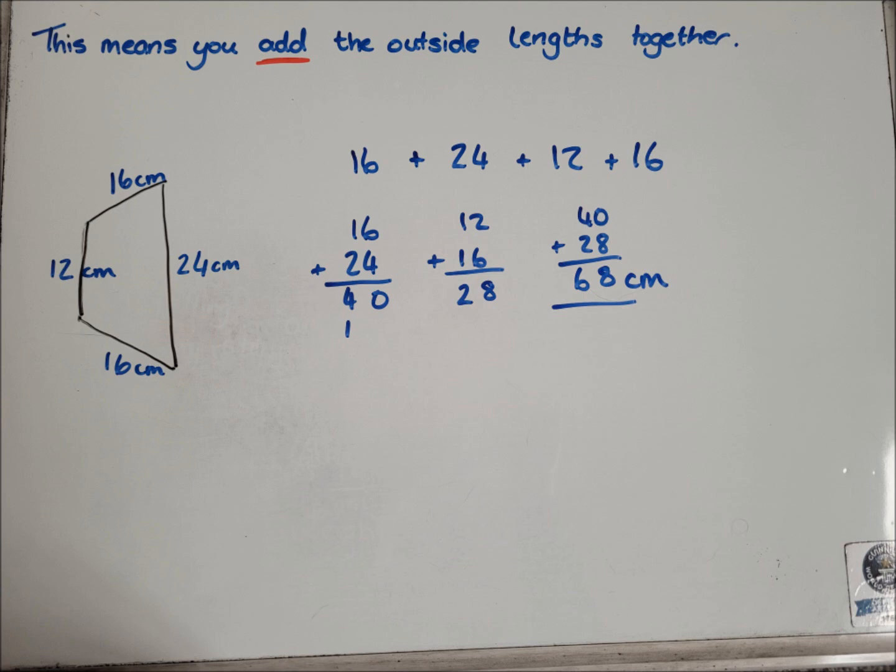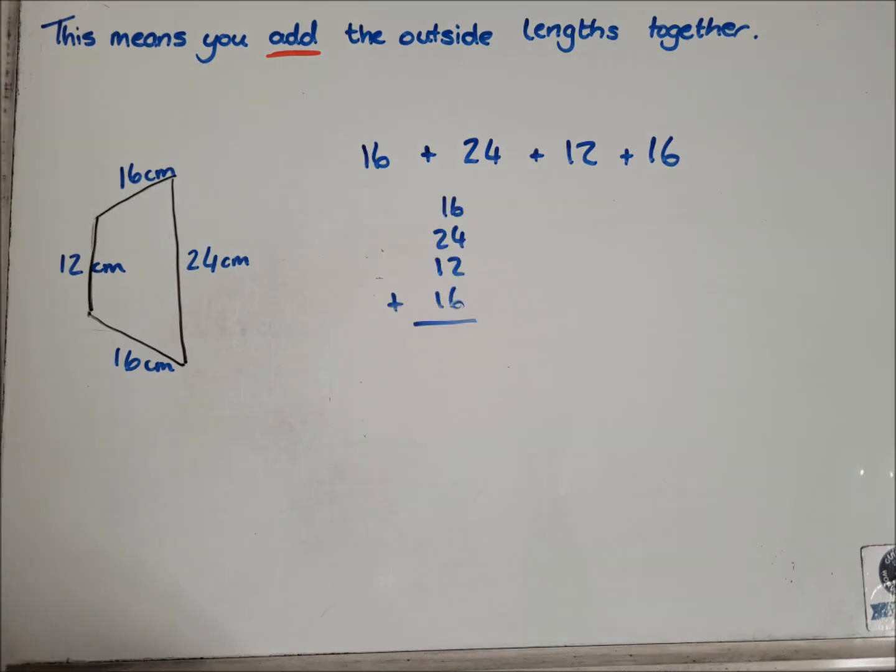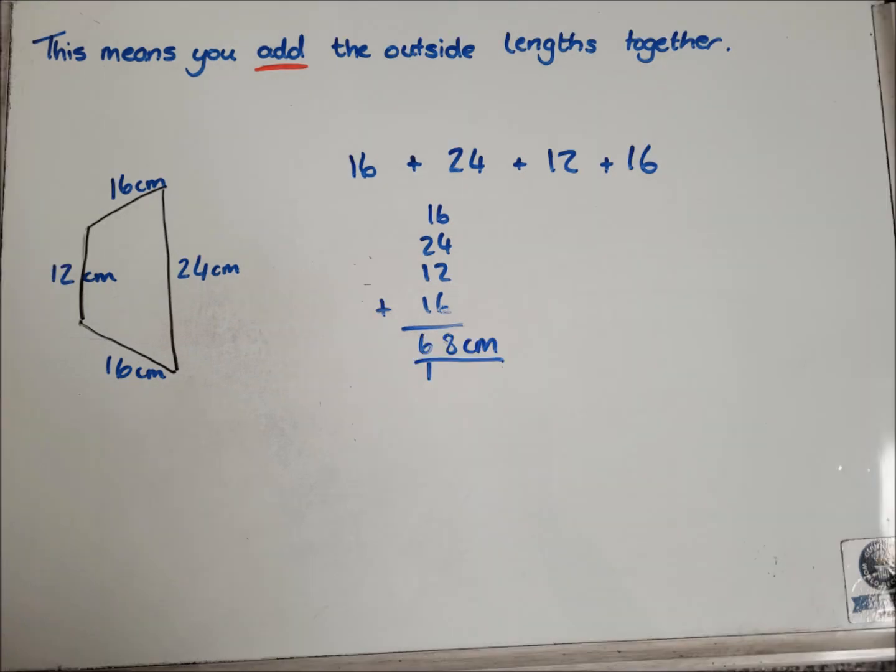If you're confident in doing a big long chimney sum like that on the screen, then that's absolutely fine. Some people prefer it to just be in one sum. So if you just add them up as normal, we're going to get the same answer, which is 68 centimetres. So there's a couple of different ways of showing your working today. You can do a couple of sums or one big sum, it's completely up to you.